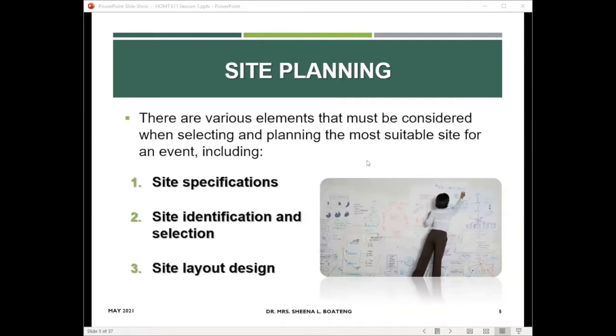So still on site planning, there are various elements that we must consider when selecting and planning for the most suitable site for an event. And these are threefold, including site specifications, site identification and selection, and then site layout design. Now we'll take each of these one after the other and we'll break them down, starting from site specifications.